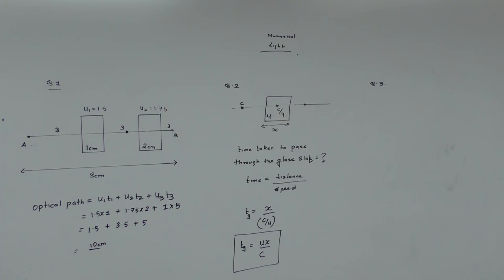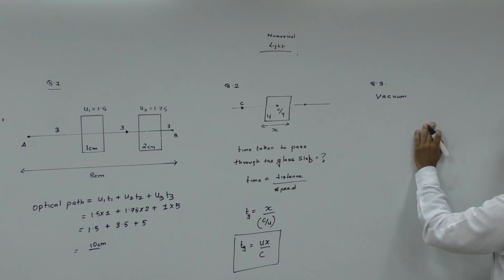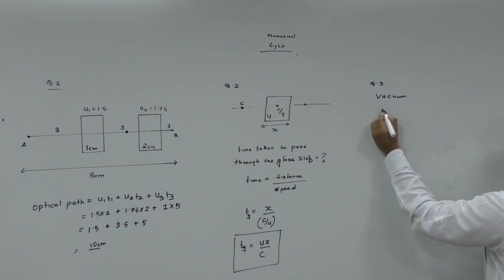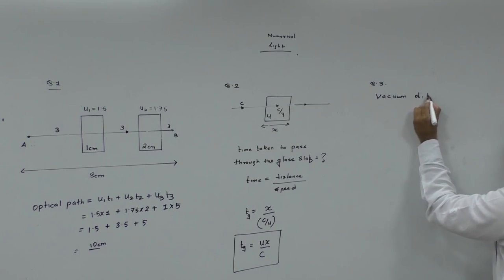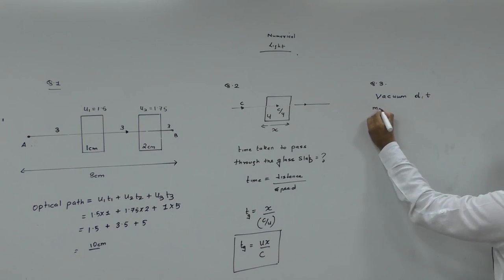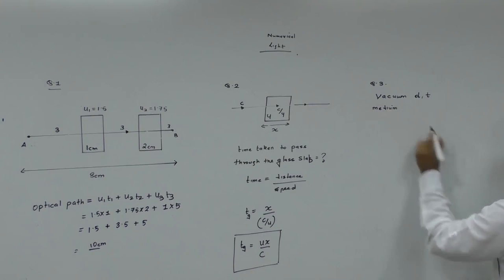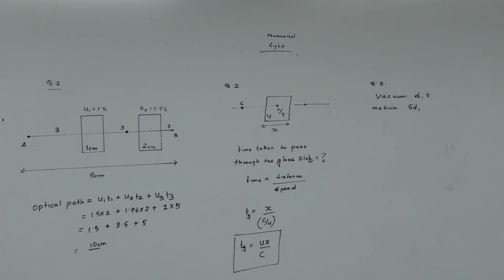Listen to the question ahead. They are telling you in vacuum the distance traveled is d by the light and the time taken is t. In a medium, distance traveled is 5d. Distance traveled is 5d, this is all given, and the time taken is 2t.